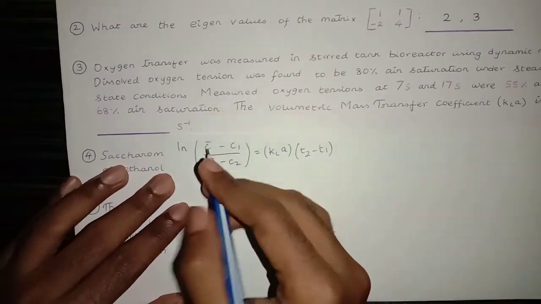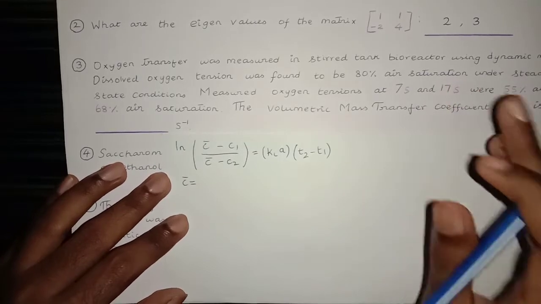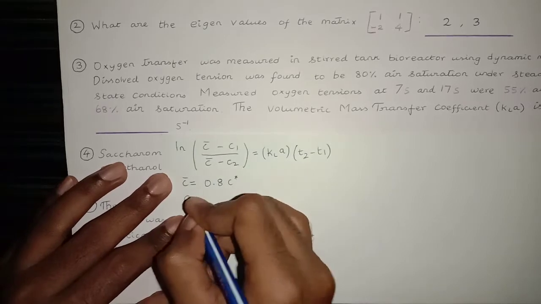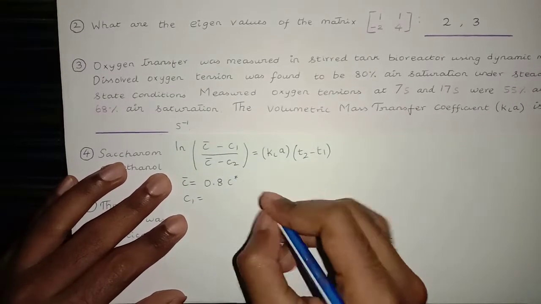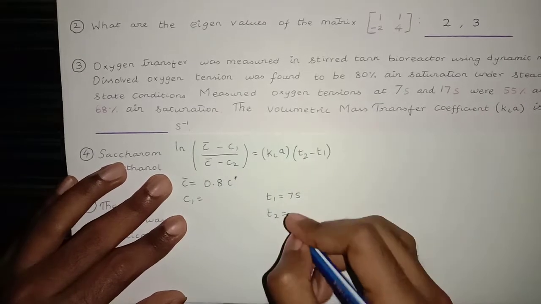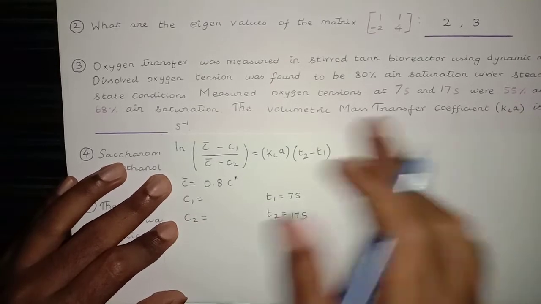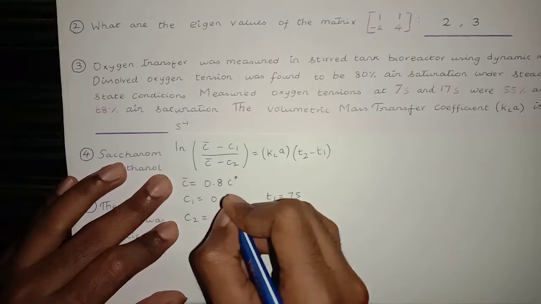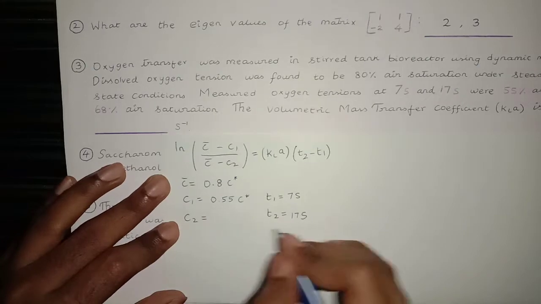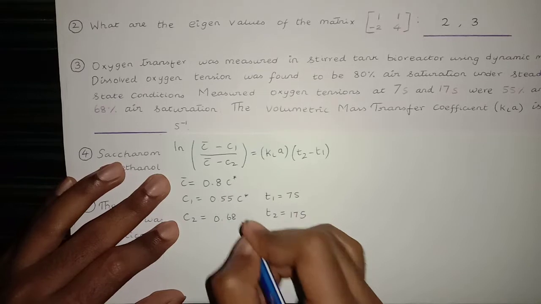Here we have the data, say C bar is equal to 80% air saturation. Let air saturation be C star. Therefore 80% means 0.8 C star, and C1 is at time T1 7 seconds and T2 is equal to 17 seconds. C2. Therefore C1 is 55% of air saturation, so 0.55 C star, and C2 is 68% air saturation at time 17 seconds, that is T2, 0.68 C star.